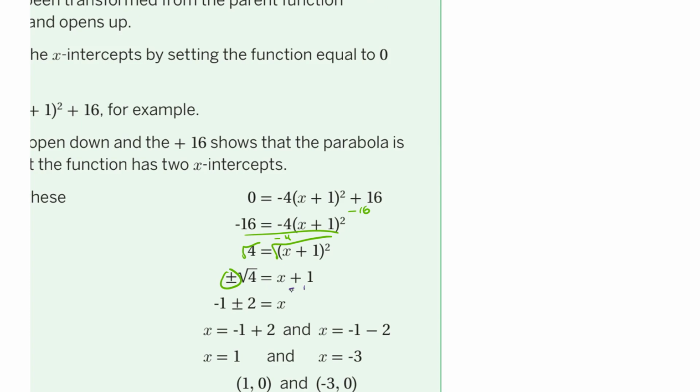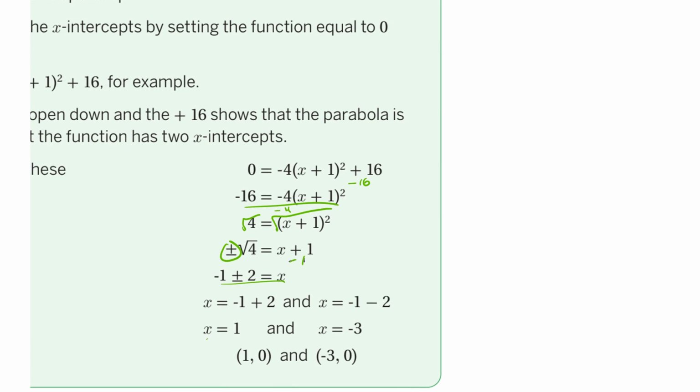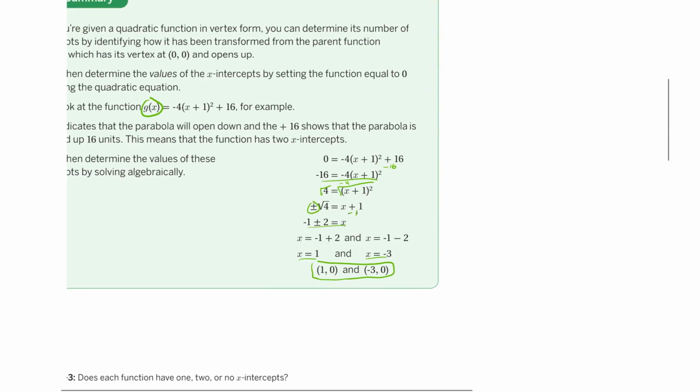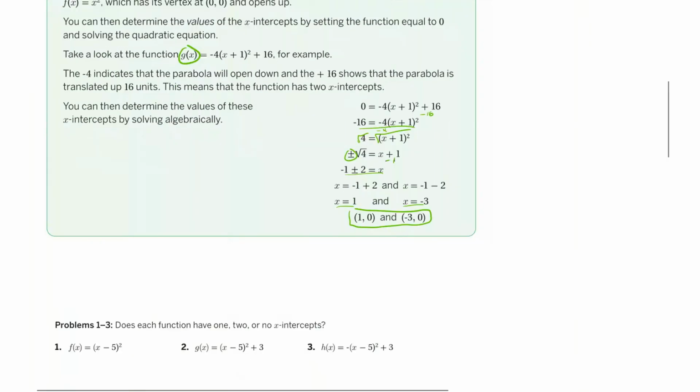Then we subtracted this 1 here to get -1 plus or minus 2 is equal to x. And then we just split that up into our two answers. -1 plus 2 is just 1. -1 minus 2 is -3. And so this tells us our two x-intercepts. So how many x-intercepts are there and how to solve for them?